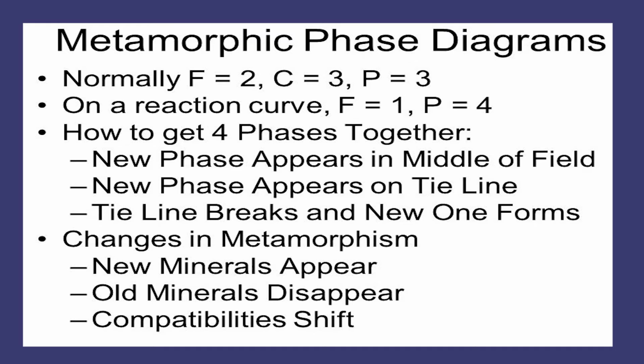How to get 4 phases together? A new phase appears in the middle of a field, or on the tie line breaks, and new minerals form if there are changes in metamorphism. New minerals appear and old minerals disappear.